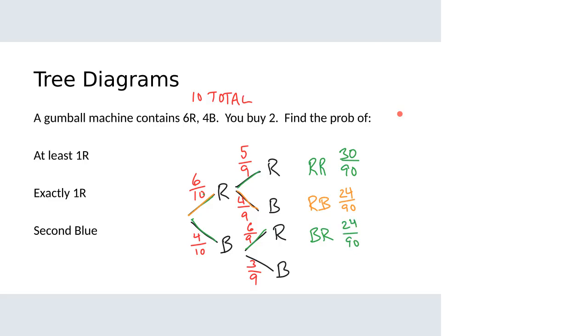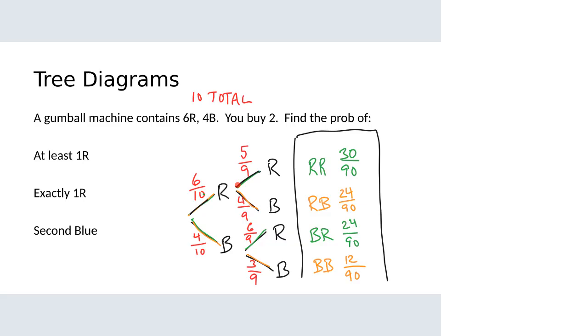And then finally, the one at the very bottom, blue followed by blue. I'll multiply the probabilities along that path. 4 times 3 in the numerator is 12. 10 times 9 is 90. Now, at this point, I've created my sample space, and I know all the probabilities that go with them. I'm done multiplying. Any multiplying I'm going to do is over. Multiplying happens when I have one event followed by another. Okay, we've done all that.